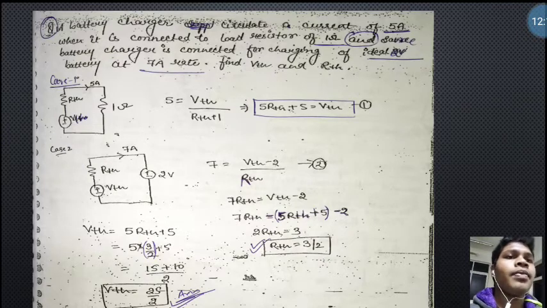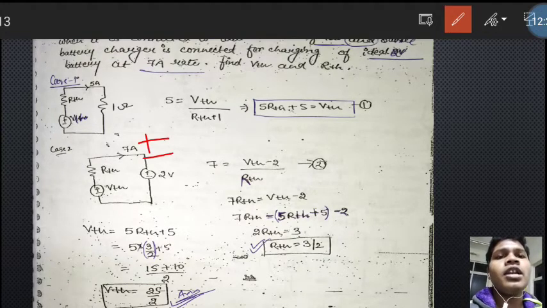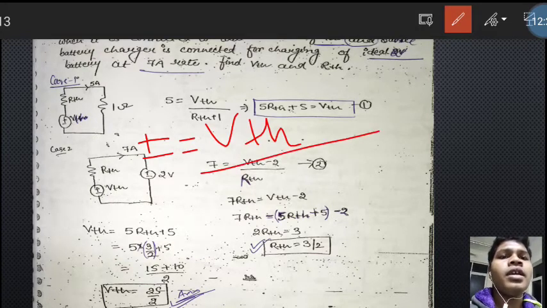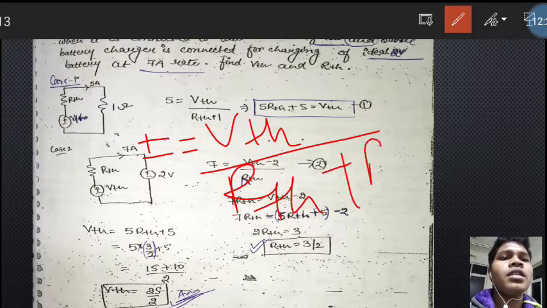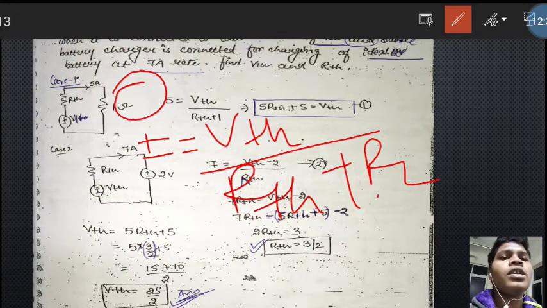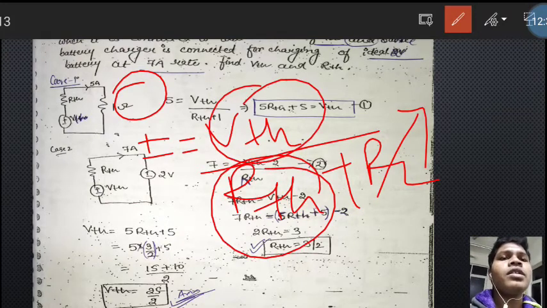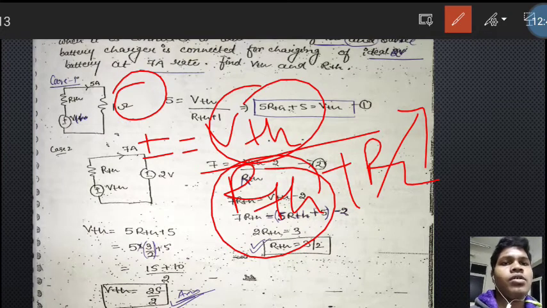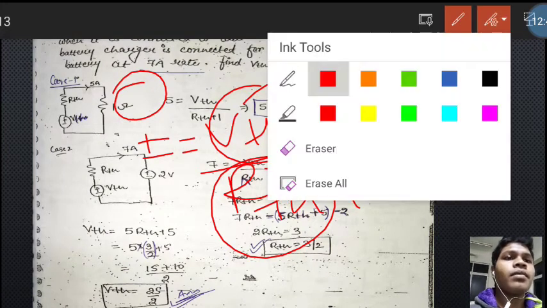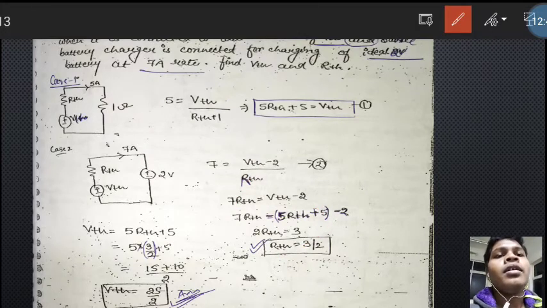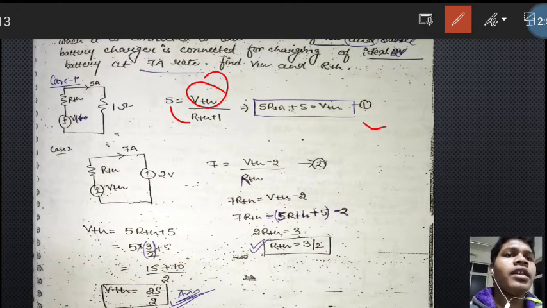First take the current equation: the load current is equal to Thevenin's voltage divided by Thevenin's resistance plus load resistance. The load resistance is 1 ohm, so put 1 ohm here, and Thevenin's voltage is not given, since the question asks us to find Thevenin's voltage and Thevenin's resistance. So taking the denominator to the right hand side and multiplying 5 with RTH and 5 with 1, we get equation number 1.